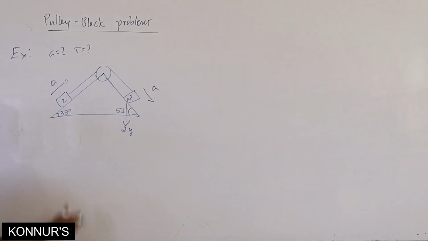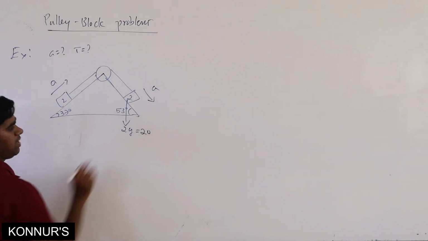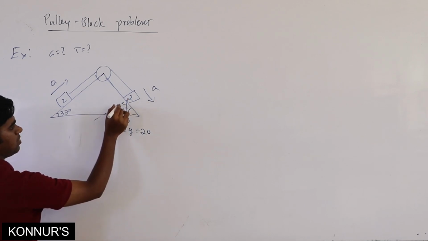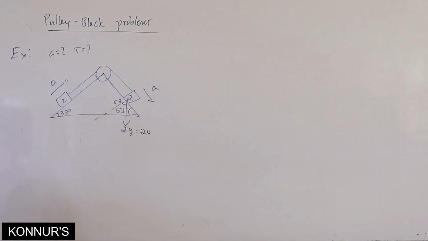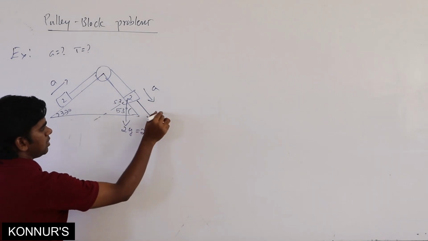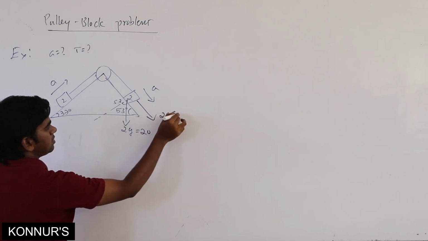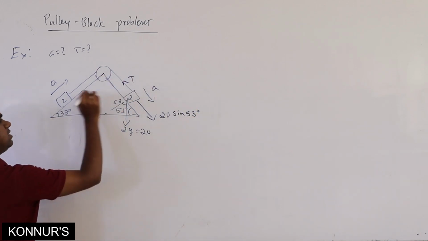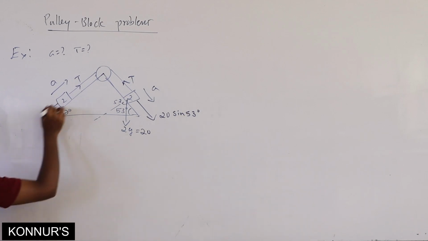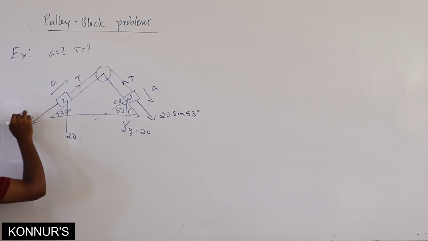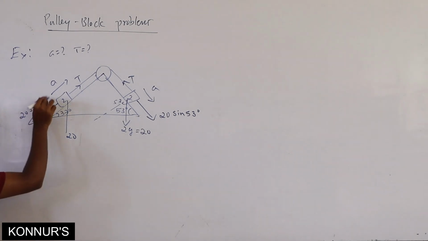2g. That means if you take g as 10, it will become 20. So you have to take its component. If this is 53, obviously this also becomes 53. Okay. So here what is the force? Here force is 20 sine 53 degree. What is force here? Tensile. So here it is 20, 37 means 20 sine 37.